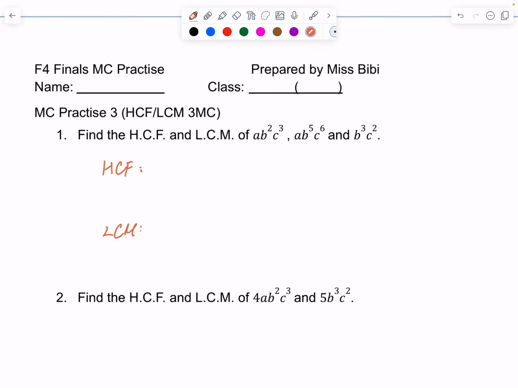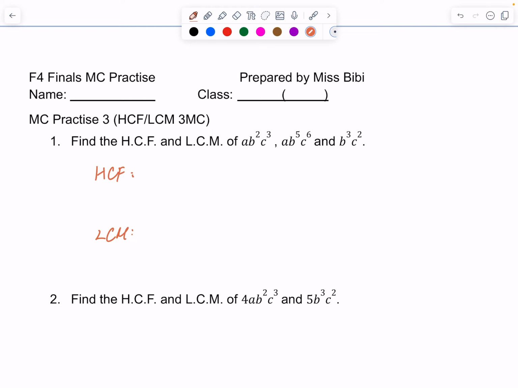HCF is the highest common factor, and LCM is the least common multiple, 最大公因數 and 最細公倍數, multiples and factors. Do you know factorization? Yeah, the second question that we usually do. So you do the factorization of these. For HCF, you need to see what's common between all of them, and for multiples, you need to see the highest power.